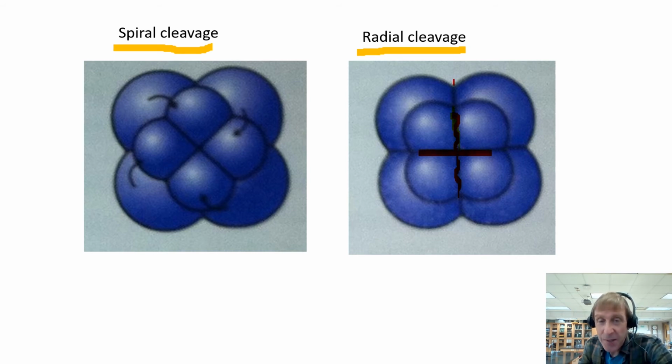And if you look at the bottom set of 4 cells, you can see those cleavage furrows line right up. Everything's rotating 90 degrees, so everything stays kind of stacked right on top of each other. The cleavage furrow goes right through both layers.